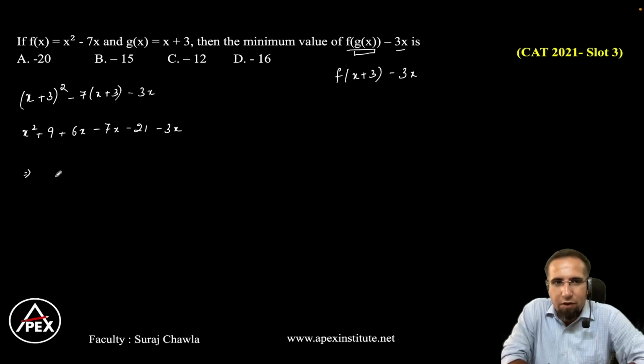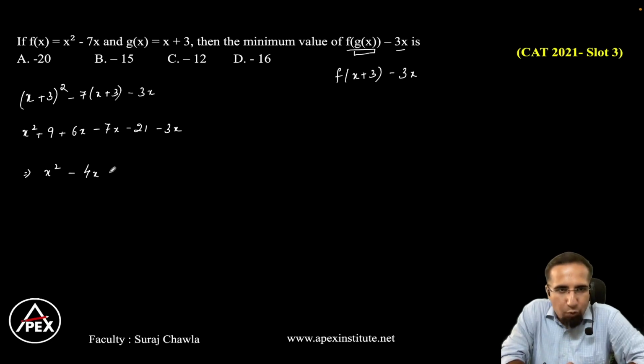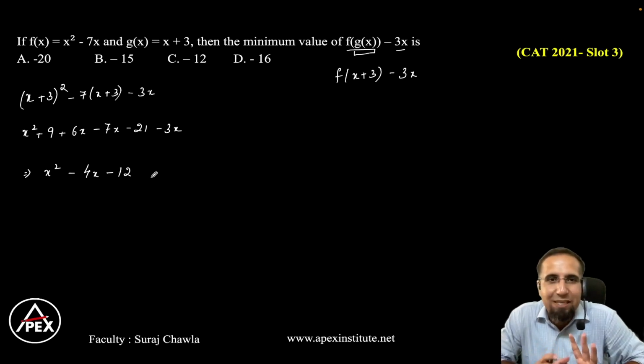That means what do we have here finally? We have x square. You have a 6x minus 7x will give you minus x. Minus x minus 3x will give you minus 4x. And you have a minus 21 plus 9, which will eventually give us minus 12. So we want to find the minimum value of a quadratic expression.